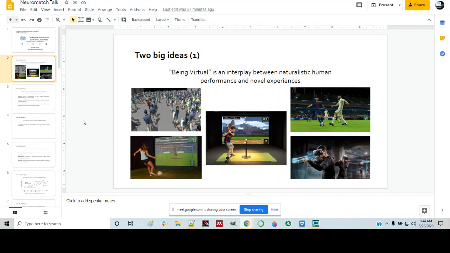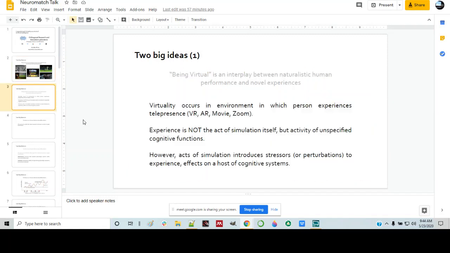In psychology, you usually do experiments that are highly controlled, and this goes against that. Virtuality occurs in a lot of environments that you experience, and you have to experience something called telepresence. You have virtual reality, augmented reality, a movie, or even a Zoom room where you can experience this virtuality. Experience is not the act of simulation itself, but the activity of unspecified cognitive functions. We'll talk about those cognitive functions in a little bit. However, acts of simulation introduce stressors or perturbations to experience, which affects a host of cognitive systems.